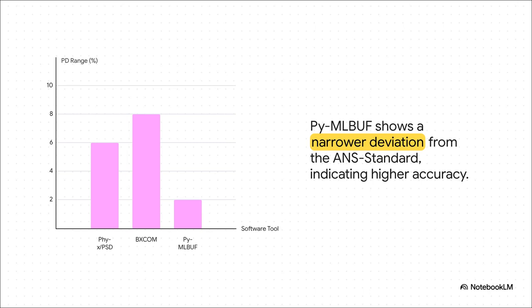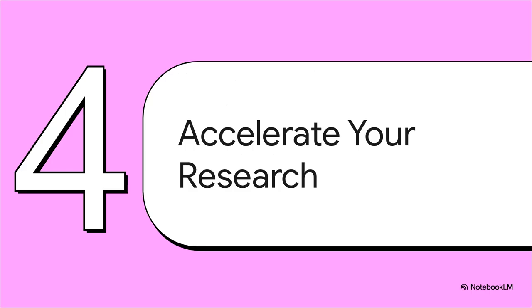This chart shows the percentage deviation from standard values. See how wide the deviation range is for those other tools? Now look at Py-MLBUF on the right. That much narrower bar means its results are consistently closer to the accepted standard. It's a win-win. So what does all this, the speed, the accuracy, the comprehensive features, what does it all actually mean for your work, day in and day out?